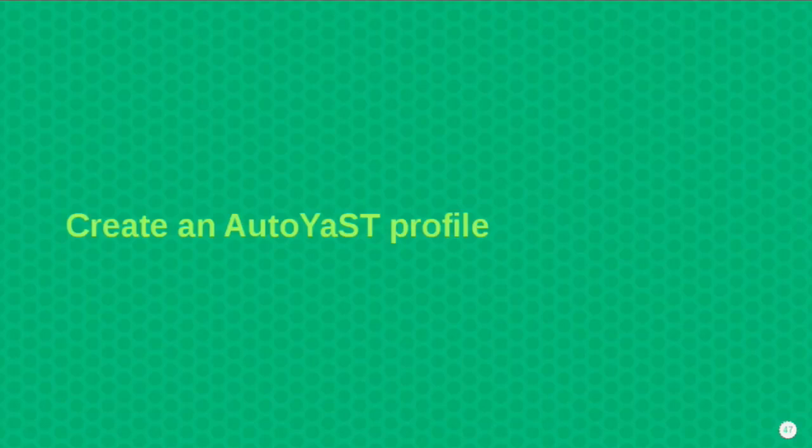The most crucial part of AutoYaST is to prepare the AutoYaST profile, which I already mentioned. AutoYaST profile is, say, a description of what the system after installation should look like. So it contains all the information, which packages should be installed, how the disk should be partitioned, which services should be configured during the installation. Simply almost everything that you can configure with YaST can be also configured with AutoYaST and be included in the AutoYaST profile. How to create the profile?